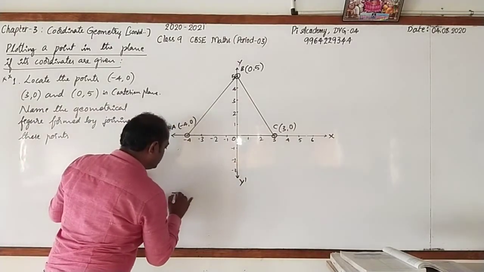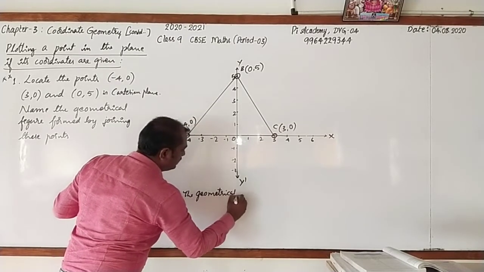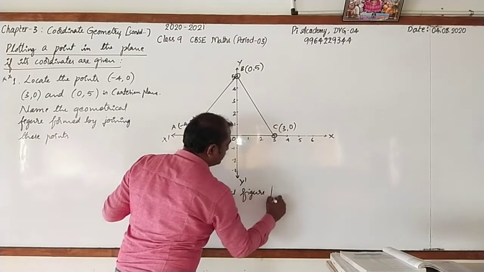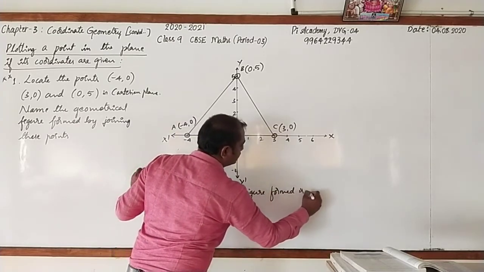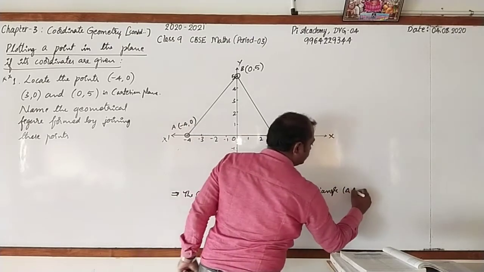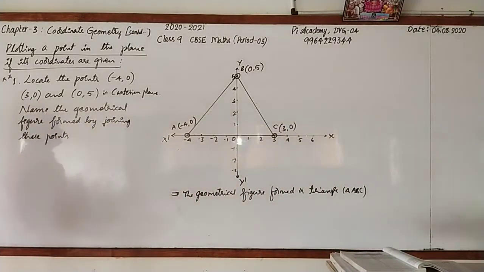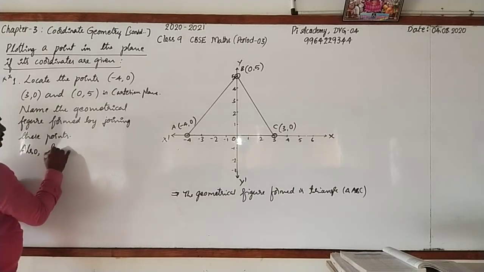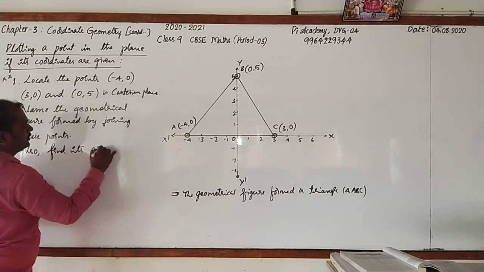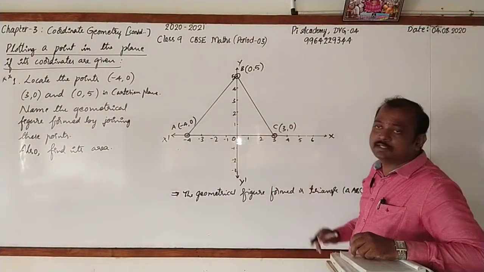Here I'll write the geometrical figure formed is what? Triangle. Hope that you have understood this triangle ABC. Next, even a further question can be asked like this: find out its area as well. I am just going to include one more sub question. Also, find its area. Now we have to find out the area of the triangle ABC.